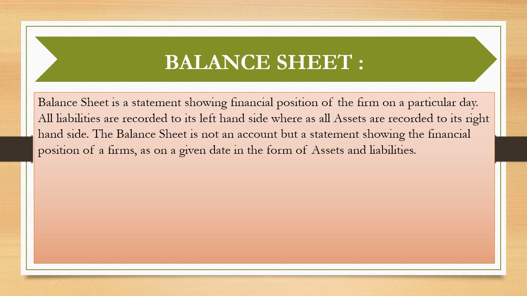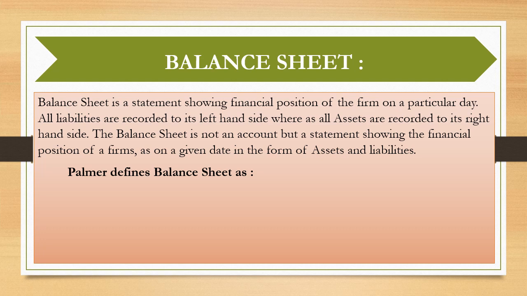In the balance sheet, we are recording the assets and liabilities. All the liabilities are to be recorded on the left hand side and all the assets are to be recorded on the right hand side. Balance sheet is not an account. That means that it doesn't have the debit side and the credit side. It is a statement, so it always shows the position of the business in the form of assets and liabilities on the particular date, that is the 31st March.